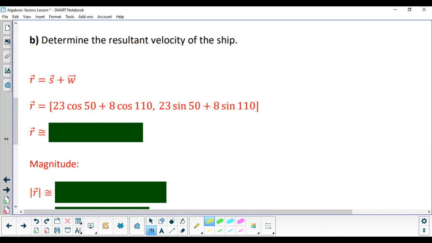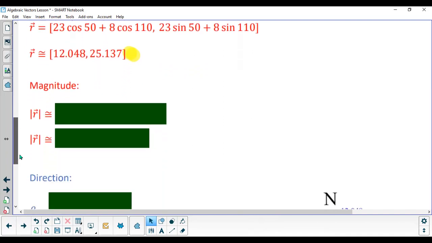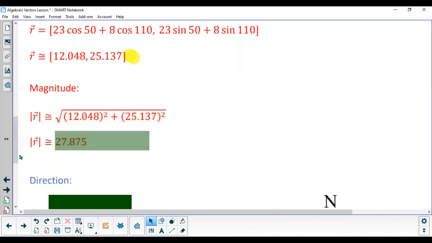So my resultant is now an actual value based on that formula. And someone asked me the other day, this little squiggly line on the top just means that it's an approximate value. It's not an exact value. We've had to round that a little bit. And that is the position vector of the resultant. We still need to figure out the magnitude of the resultant by plugging it into my magnitude formula.